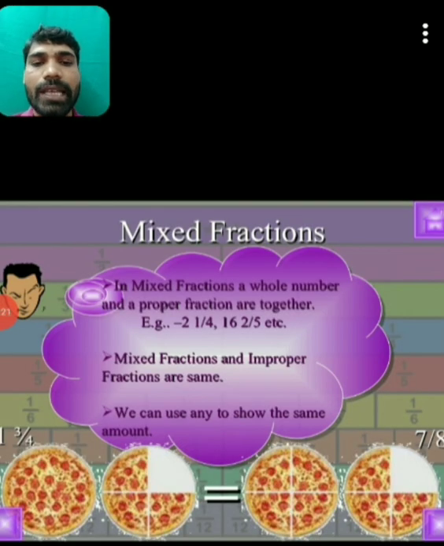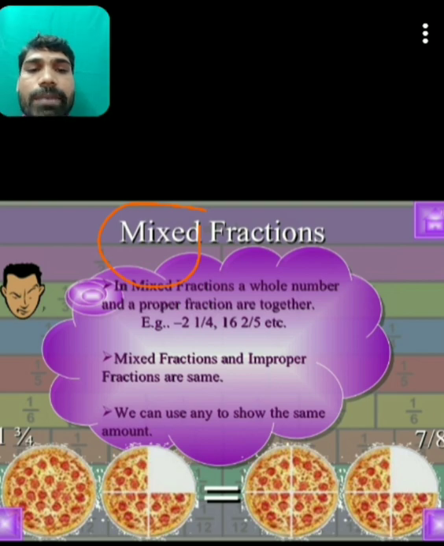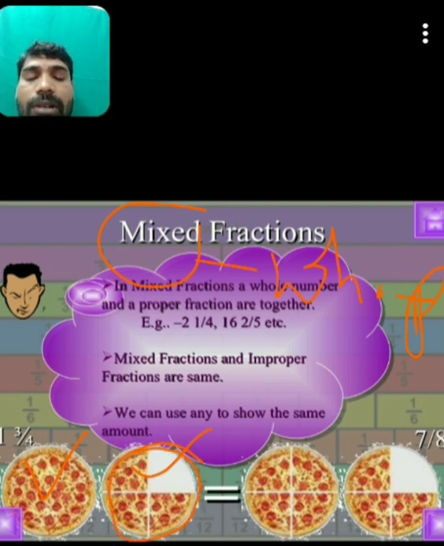So let us see about mixed fractions. Here the word is mixed. Mixed is a combination of a whole plus a proper fraction. See the example: one complete cake as well as another cake with just 3 parts. A cake is divided into 4 parts, but we are taking only 3 parts.